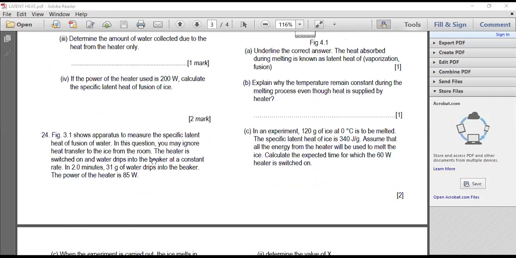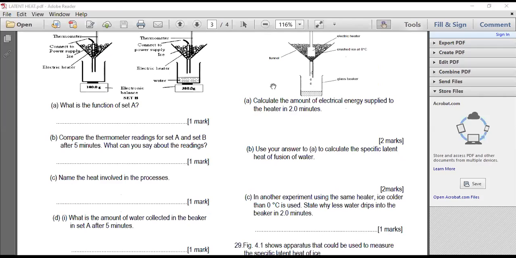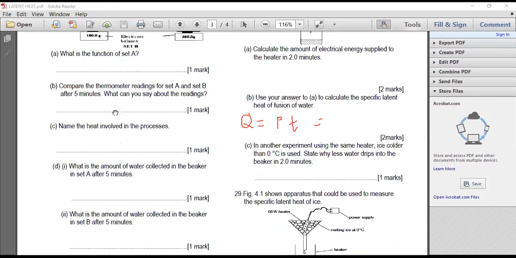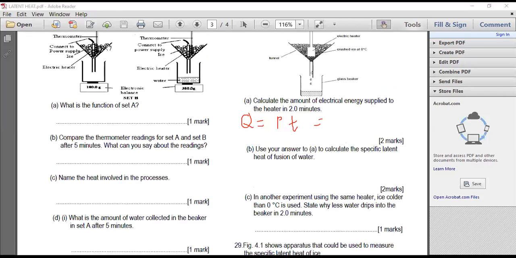This one is the power, this is the time, so you want to find Q. We use Q equals Pt. The power here is 85, so take 85 times 2 times 60. So 85 times 2 times 60, we get 10,200 joule.